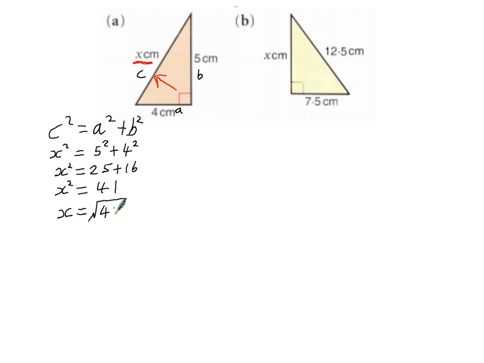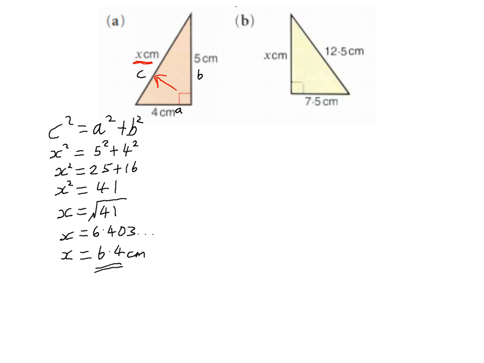Square root of 41. Square root of 41 comes out at 6.40403, and then loads of other numbers. And I'm going to round that to 6.4 to one decimal place. So x equals 6.4 centimetres.